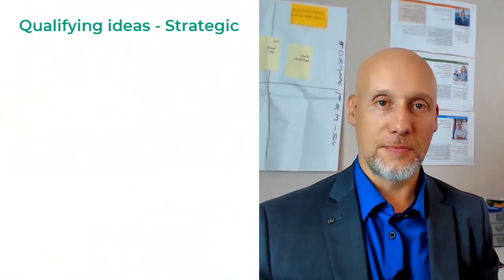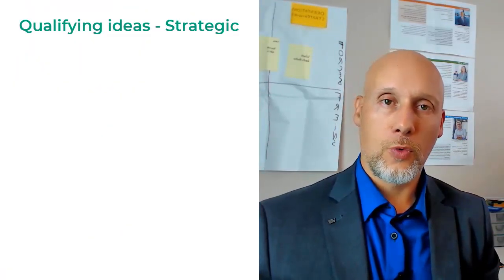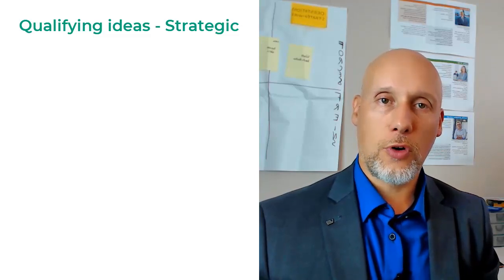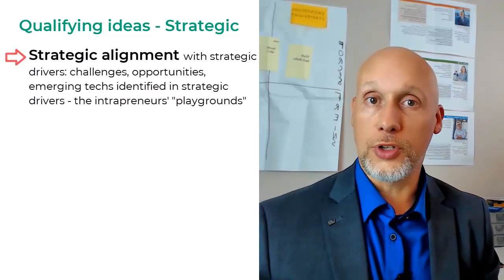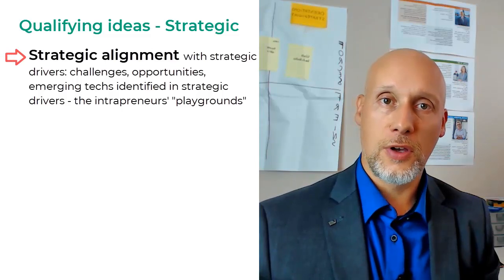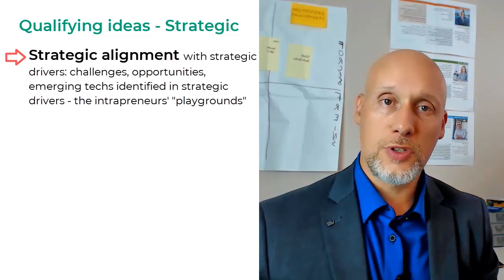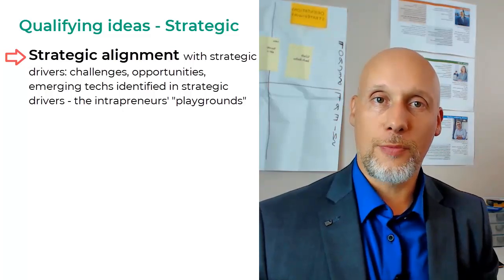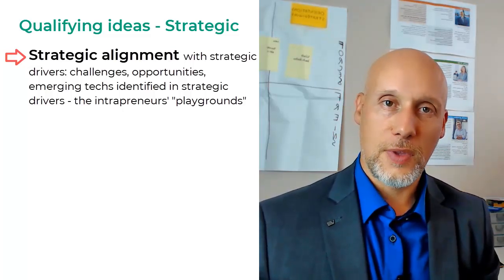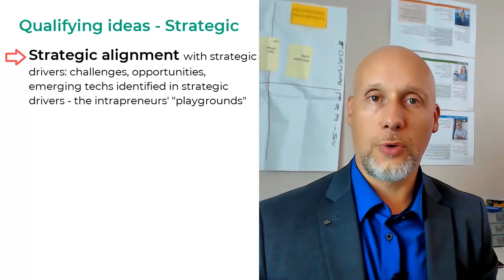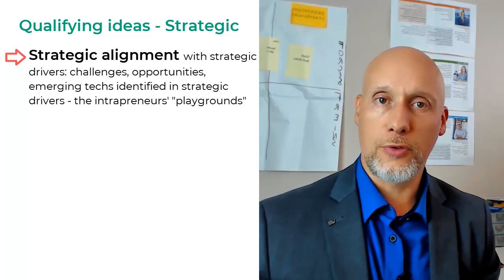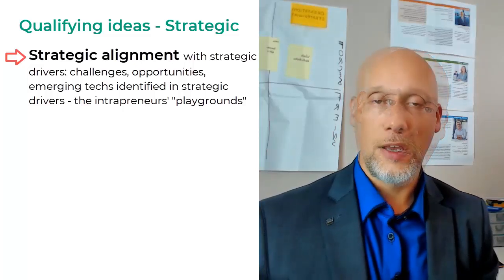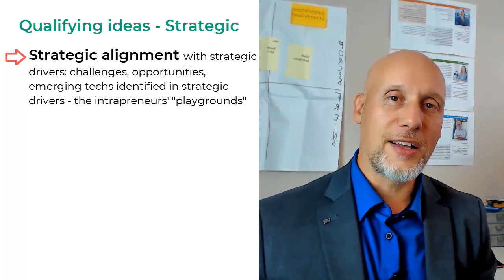Now let's have a look at how the Agile leader helps qualifying ideas at the strategic level. Remember that when talking about generating ideas, we put forward a number of strategic drivers. They could be challenges that the organization faces, or specific opportunities to seize, or even new technologies to leverage. Each of these drivers is like a playground for qualifying ideas. So we want to make sure that each idea falls into one or more of these playgrounds to ensure strategic alignment.